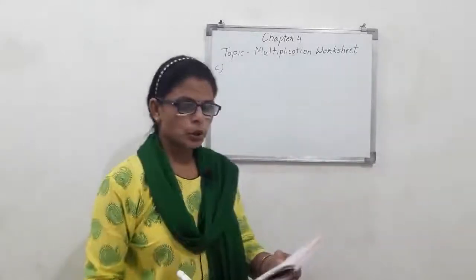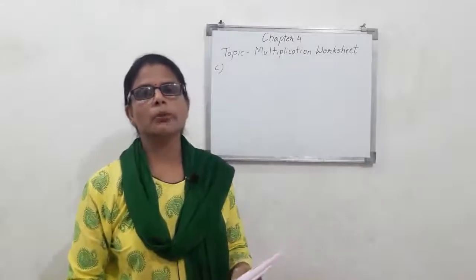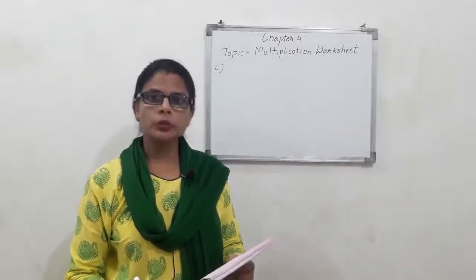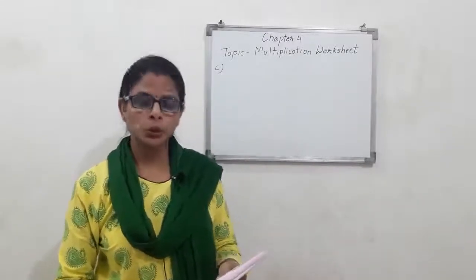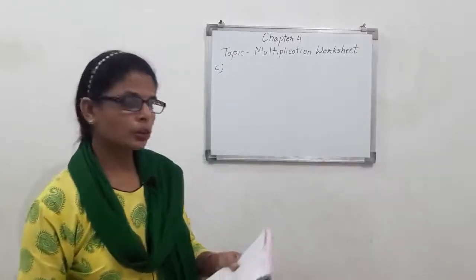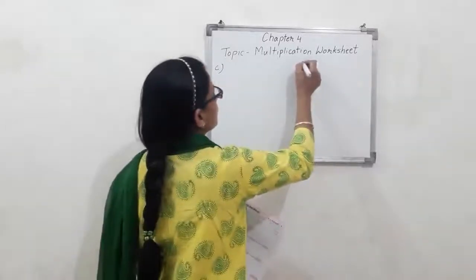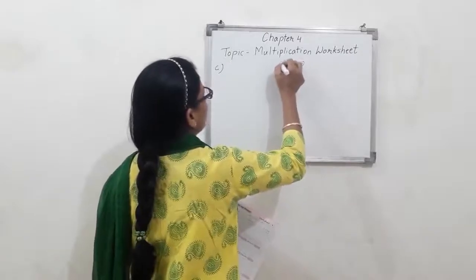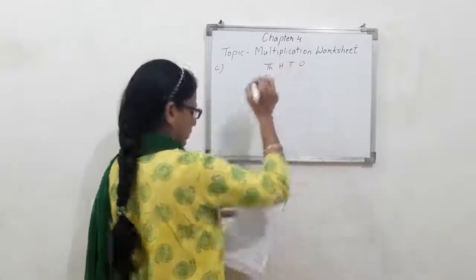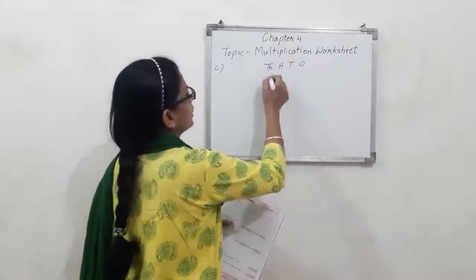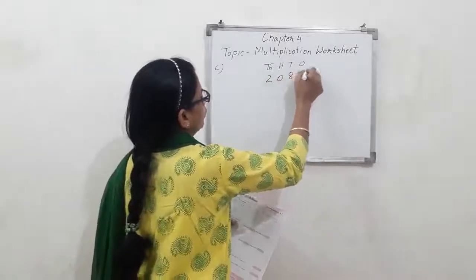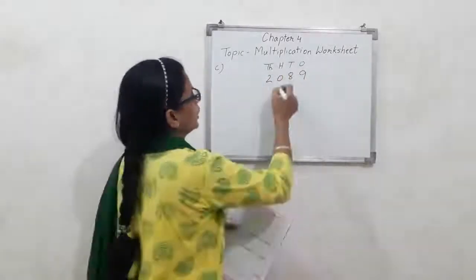Question C is 2089 multiplied by 29. Again there are 4 digits and we have to multiply by 2 digits. So we'll arrange according to the places. 4 digits means ones, tens, 100 and 1000. So 2089 multiplied by 29.